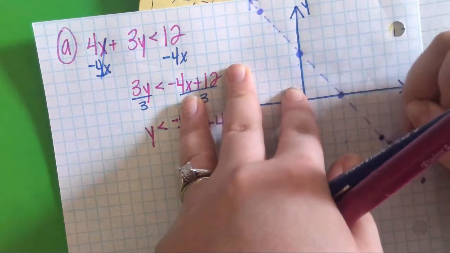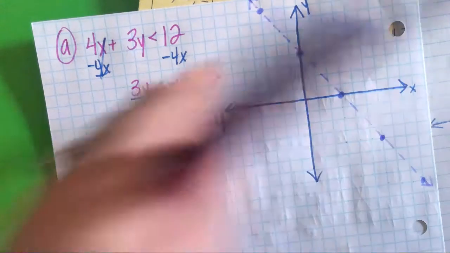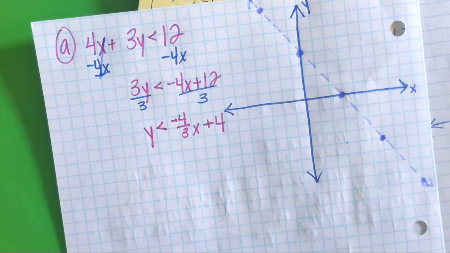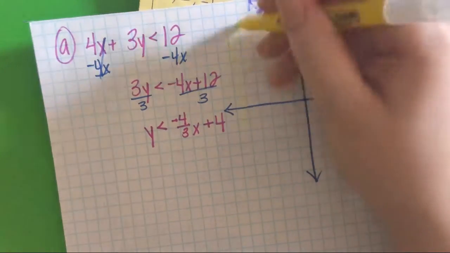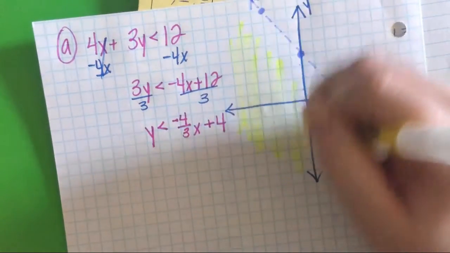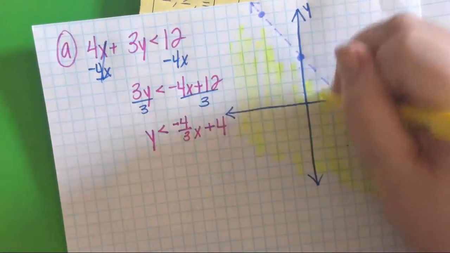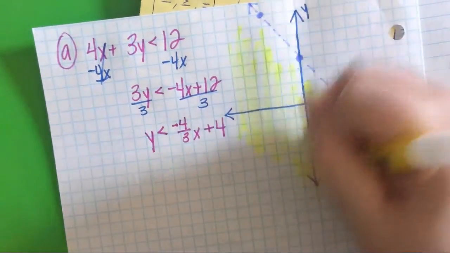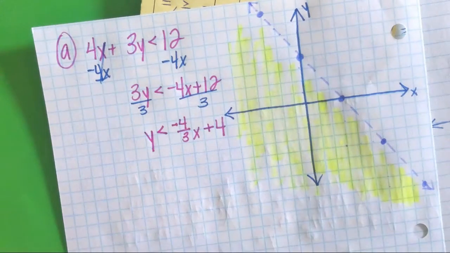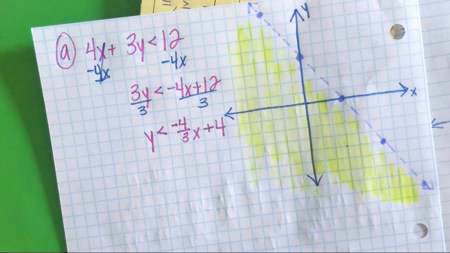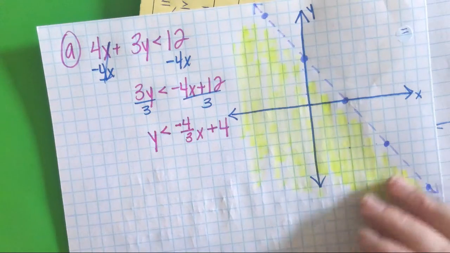And if you want to get out a ruler for any of the ones you do to be more precise, I totally understand. Okay, and then do I shade above or below that dotted line? Below, because it's less than. My suggestion to those who really don't enjoy coloring is to ask me or borrow, use your own highlighter or a marker, because then you can shade super fast. So again, this is saying that our solution set is anything below that dotted line.